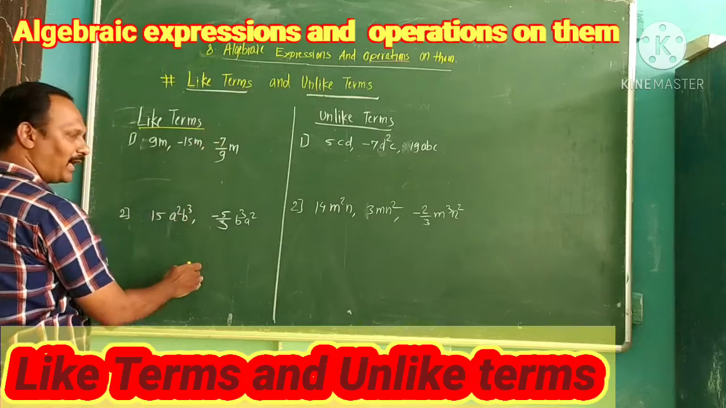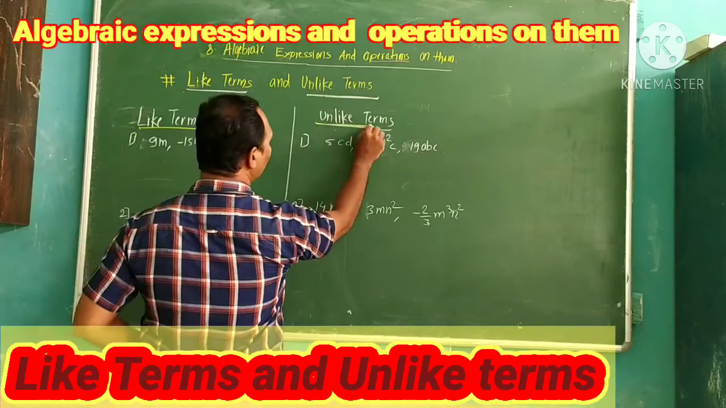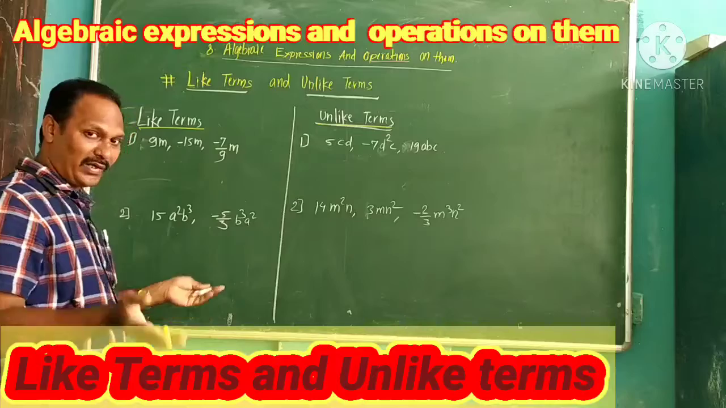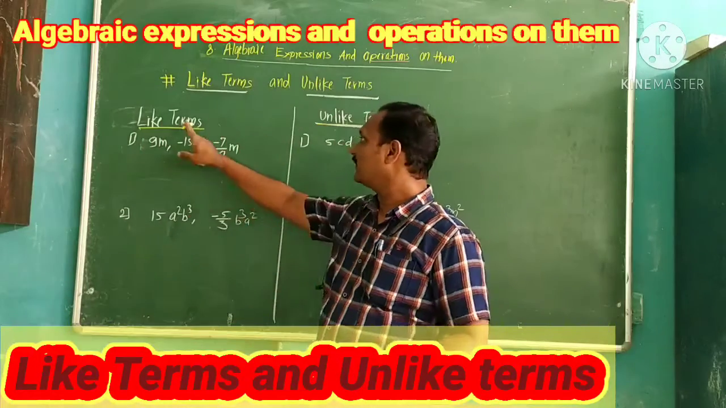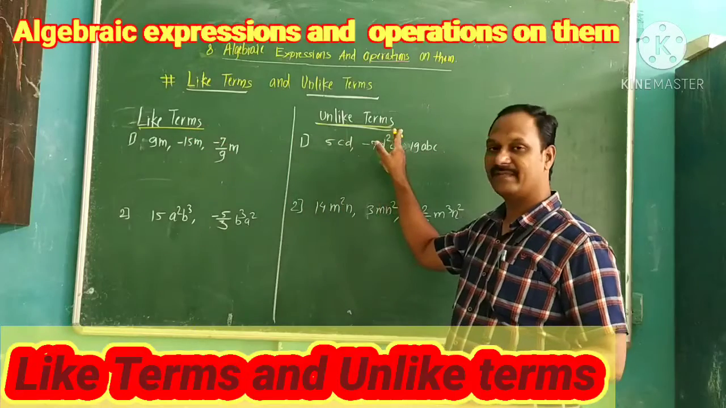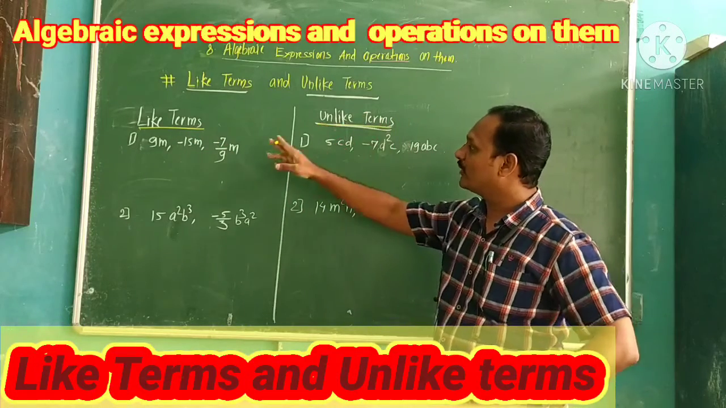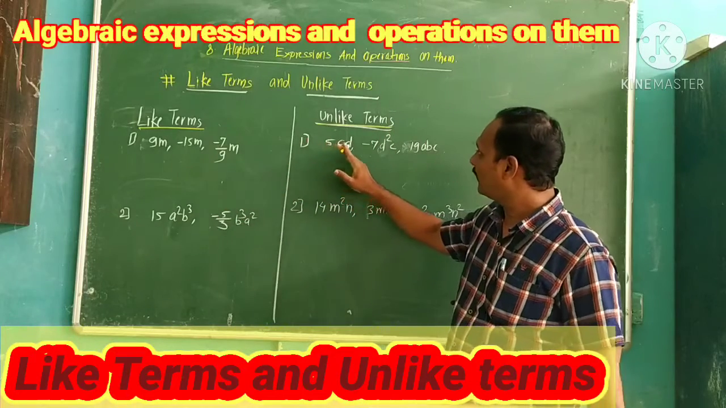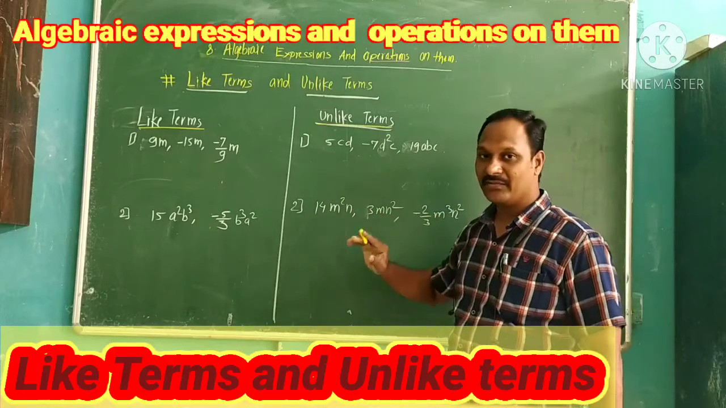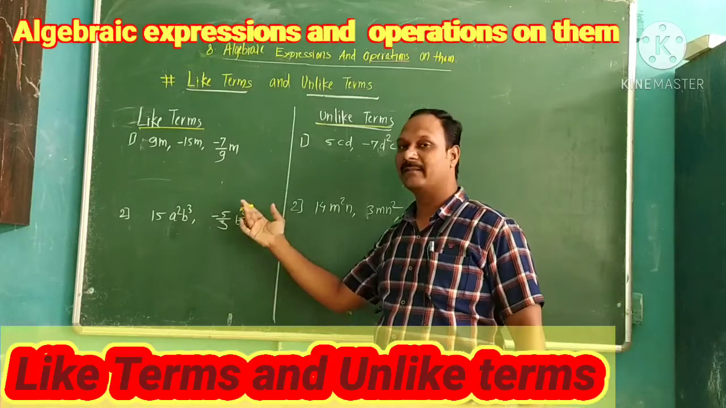This is part of like terms, and the second part is unlike terms. Now what is the difference between like terms and unlike terms? So we have two examples in like terms, and here in unlike terms we also have two examples. Now you see what is meant by like terms.